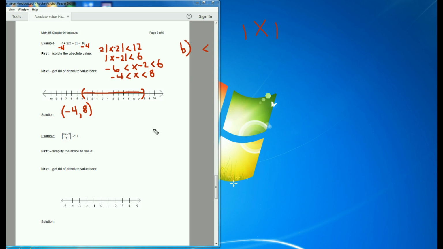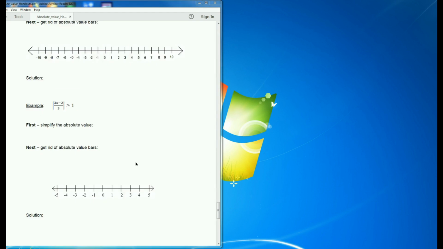Pause if you want. I'm going to erase just so I can scooch this up. All right, next example on this page.